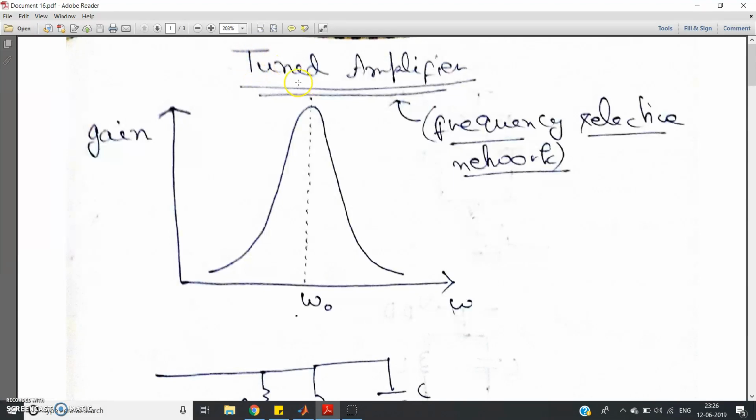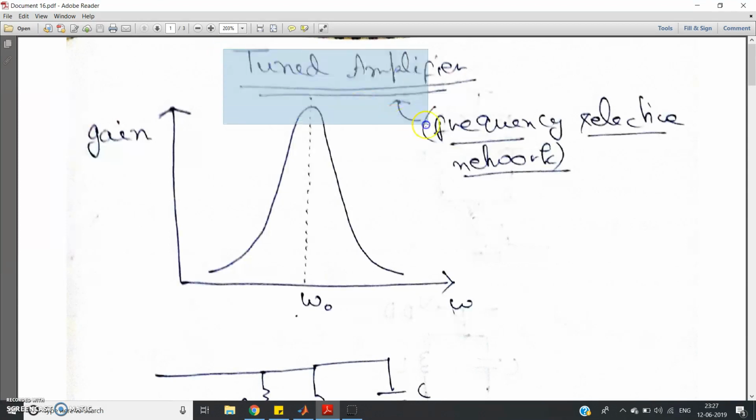Hello friends, in this video I am going to discuss the tuned amplifier. This is basically a frequency selective network, and what is its importance? It has a wide range of applications in communication systems.